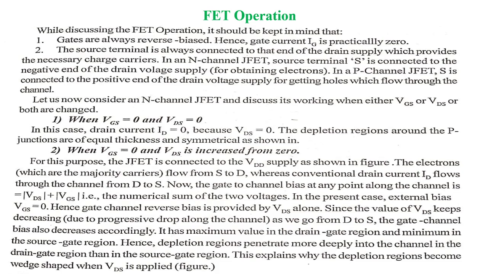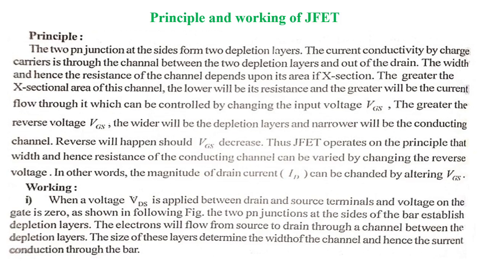Hence, the depletion region penetrates more deeply into the channel in the drain gate region than in the source gate region. This explains why the depletion region becomes wedge-shaped when VDS is applied. Now see the principle and working of JFET. The two PN junctions at the side form two depletion layers.